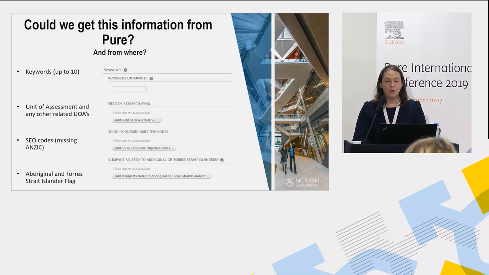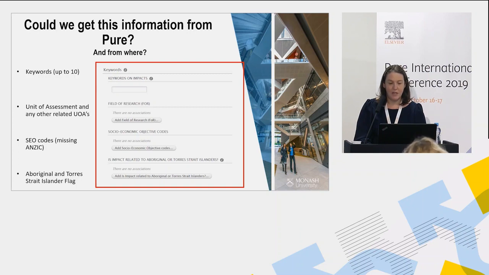So we wanted to know, could we get this information in Pure? And if we were going to get it from Pure, where would we get it from? So in the impact module, this is where we thought we'd be able to get some of that information from. But the red box indicates that these were all custom fields that we added into the impact module at Monash.